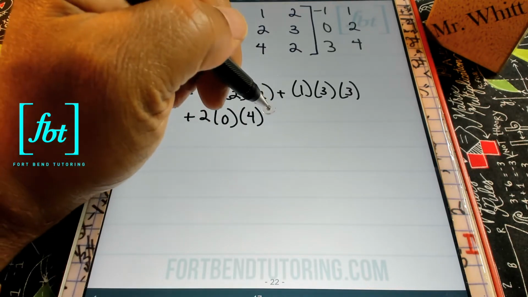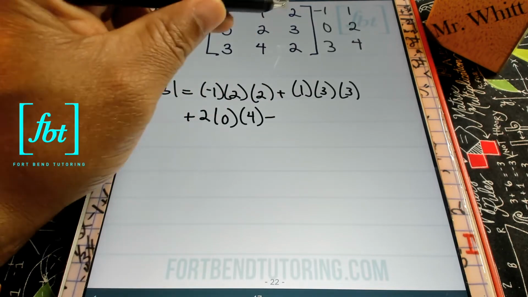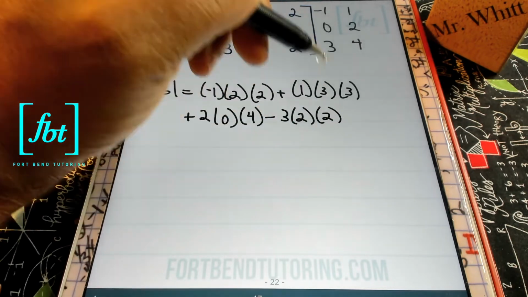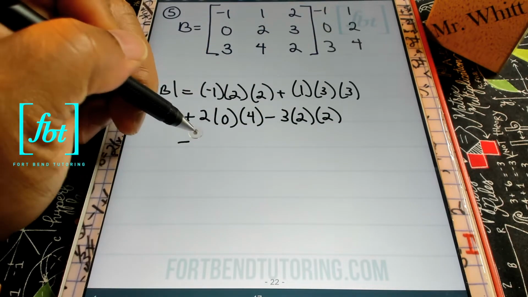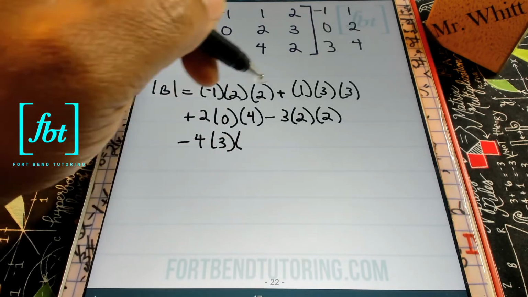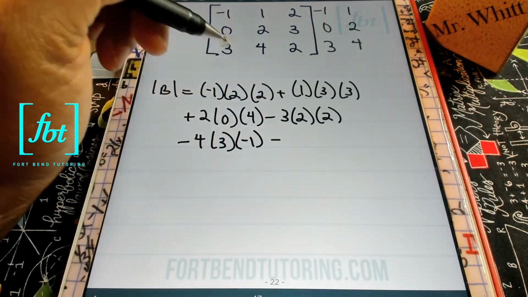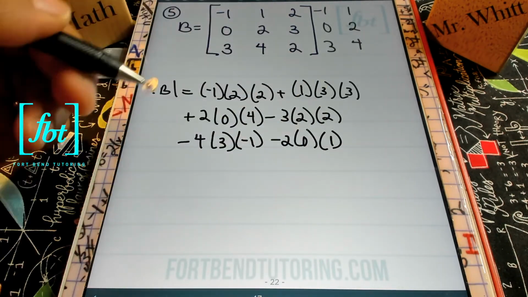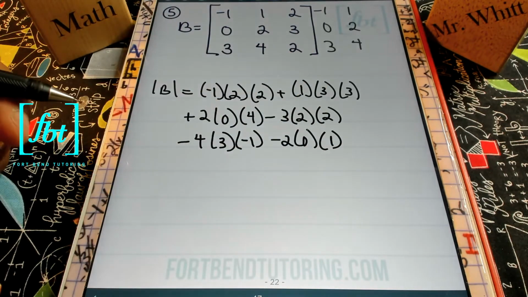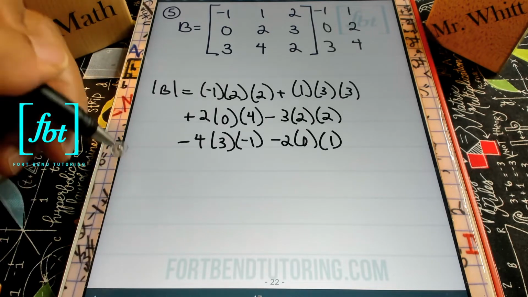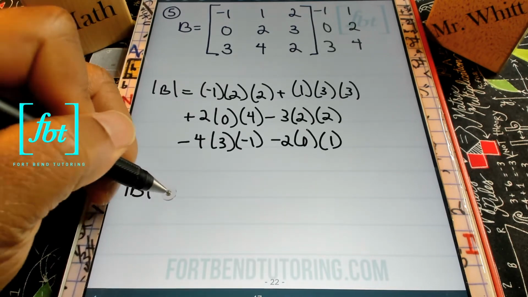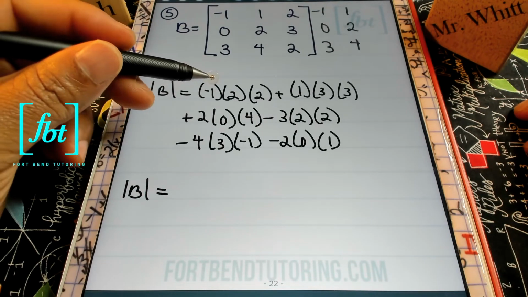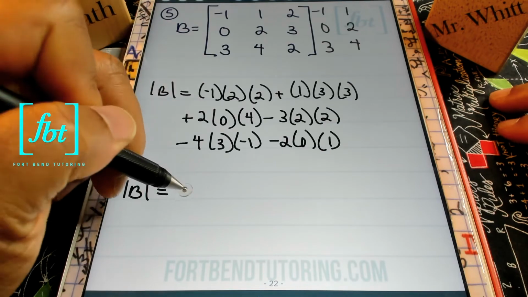And then we'll start subtracting the products going up to the right. So I'll have 3 times 2 times 2 minus 4 times 3 times -1 minus 2 times 0 times 1. And this is my setup for finding the determinant of matrix B. That means that I'll have the following products in play. So multiplying -1 times 2 is -2, -2 times 2 is -4.